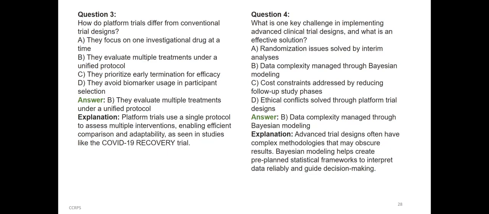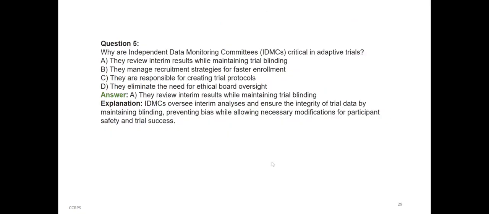And the Bayesian modeling, as we agreed, is a mix of studying or analyzing the prior past data and the ongoing observations in order to reach our conclusions. As advanced trial designs often have complex methodologies that may obscure results, Bayesian modeling helps create pre-planned statistical frameworks to interpret data reliability and guide decision making.